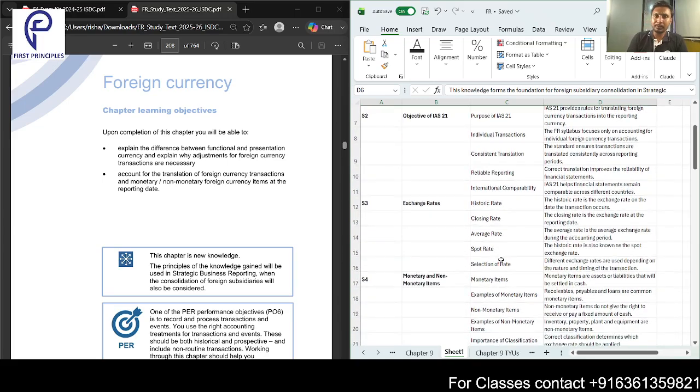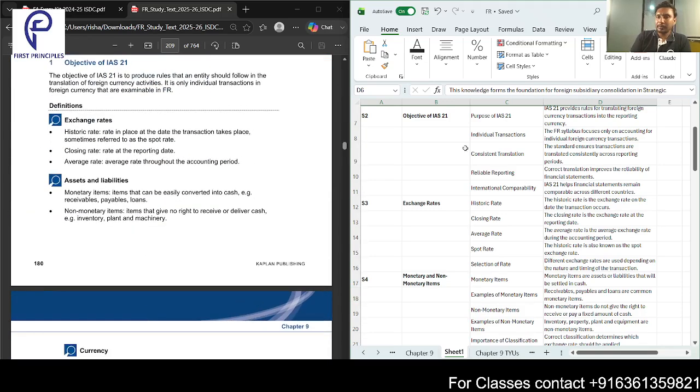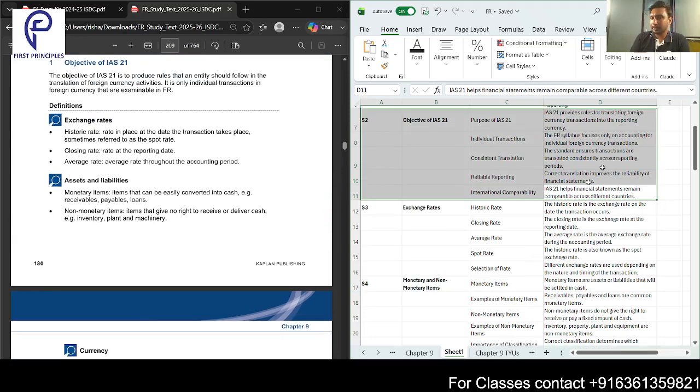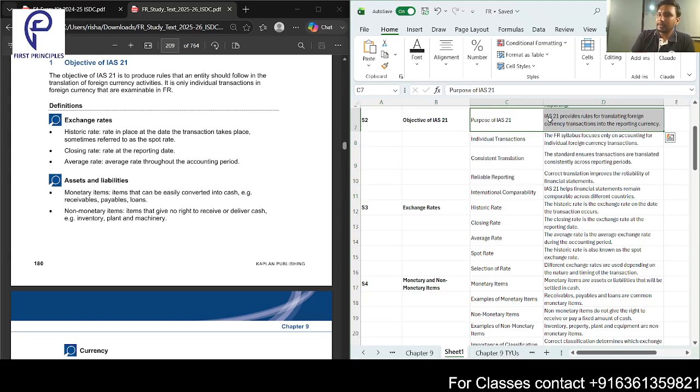Now coming to slide 2 here. When I scroll down to slide 2, you will see the objective of IAS 21. So here we have, again, what is the objective of the standard? Let's look into this, and from here, we'll take the chapter forward. Now coming to the first real part of the chapter. Basically, the standard IAS 21 provides rules for translating foreign currency transactions into a reporting currency.